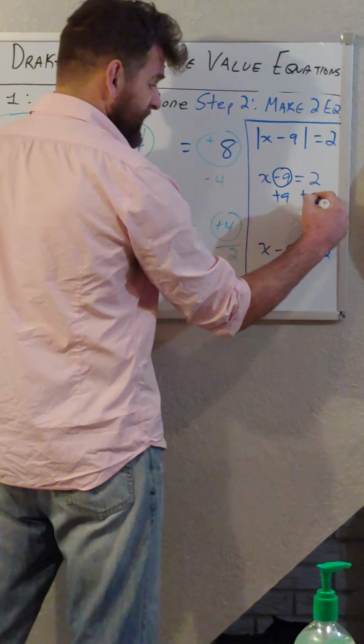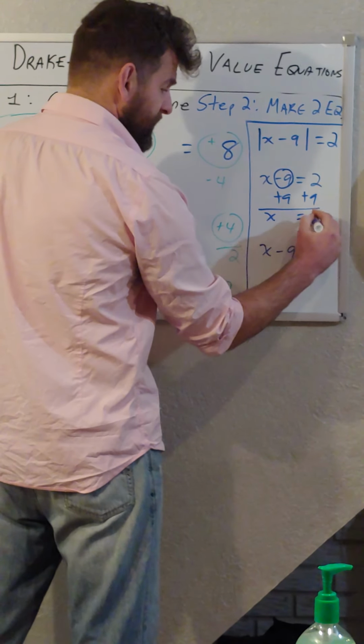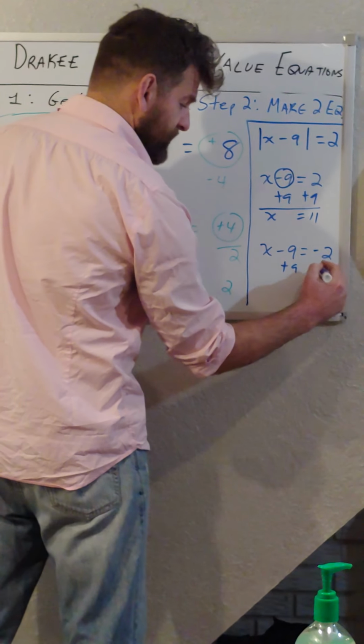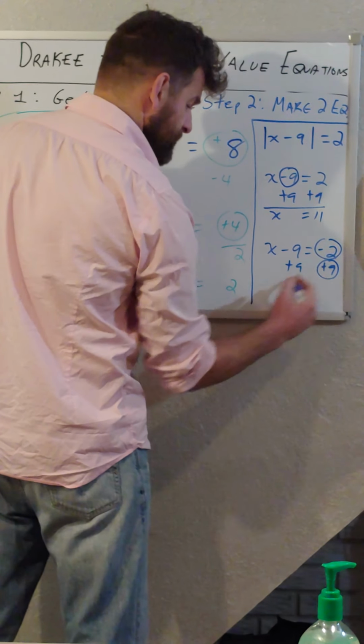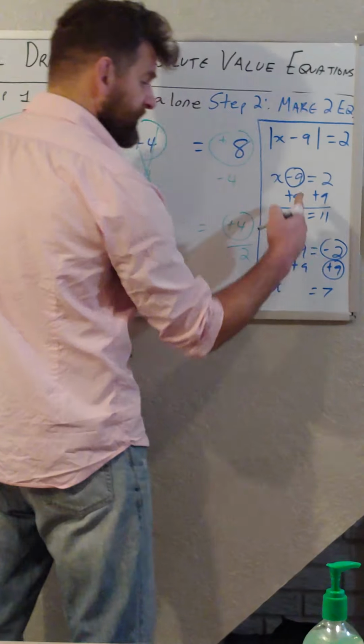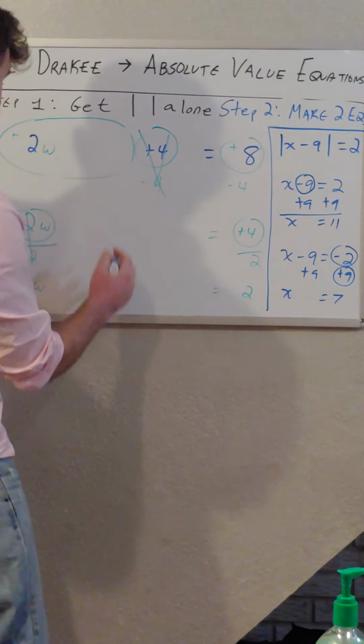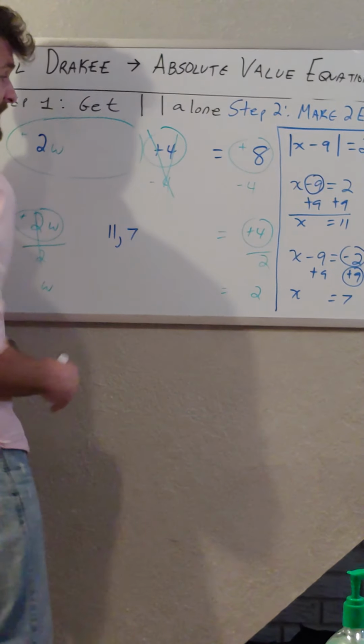Add 9 to both sides. So that one you're going to get 11. Add 9 to both sides. This one you're going to get a 7. Your 2 answers are going to be 11 and 7.